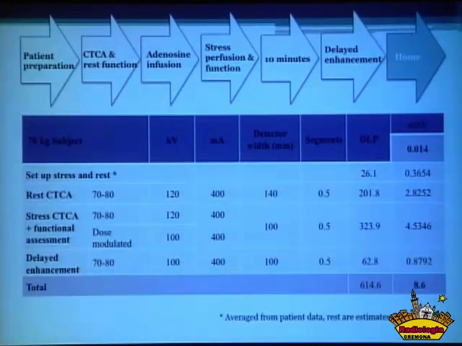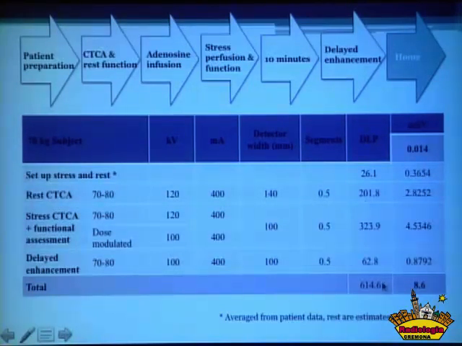So what about radiation dose? So this is all of the different components of that protocol that you've just seen put together here. And this is the dose length product down here. So the first is the setup for the stress and rest, including the bolus tracking, the positioning slices. And that's averaged from actual patient data because the machine doesn't provide any estimates for that. And the other numbers here are from the estimates from the machine.